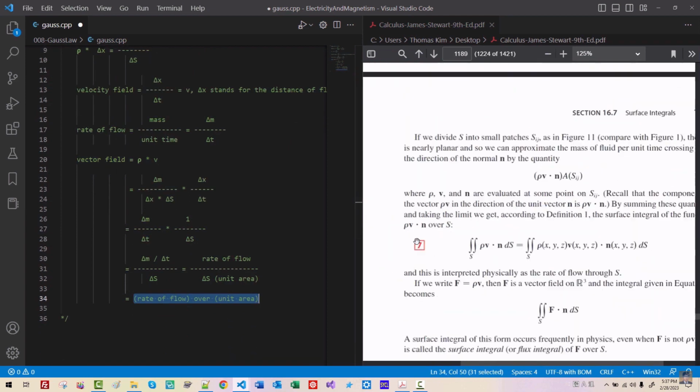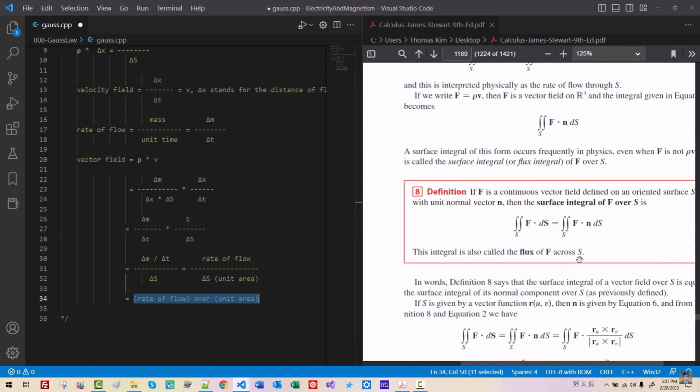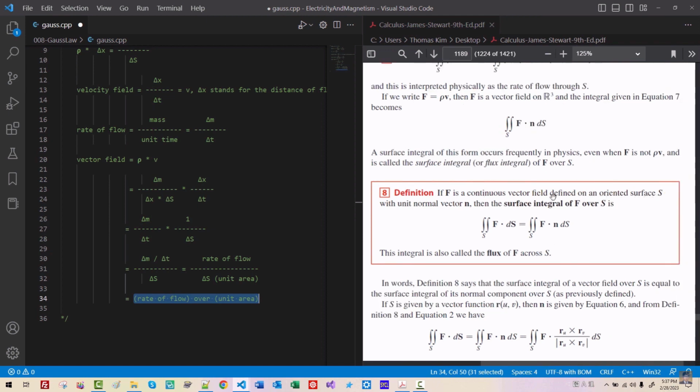Now we define flux of F across S. If F is a continuous vector field defined on an oriented surface S with unit normal vector n, then the surface integral of F over S is given with this equation. This integral is also called the flux of F across S. Now here we define flux of F across S as the surface integral of F dot dS.